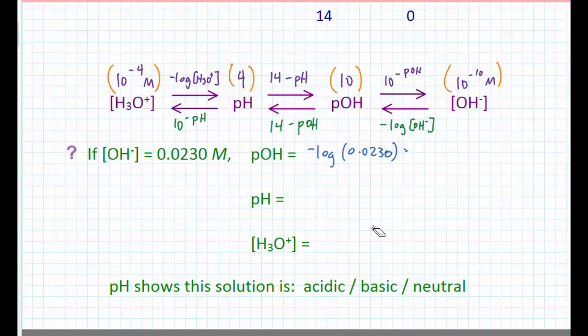So punch that in. You get a number. Literally what that P function means, and I don't remember why it may have come from power or something like that originally, but in math, the P function means take the negative log. Okay? So to go from hydroxide concentration to pOH, we take the negative log of that value.